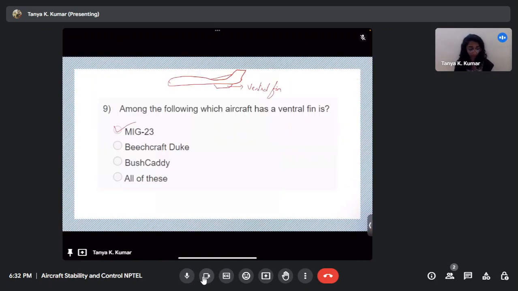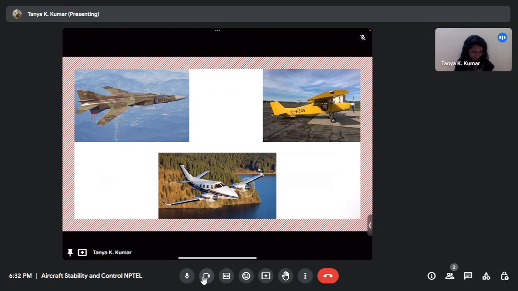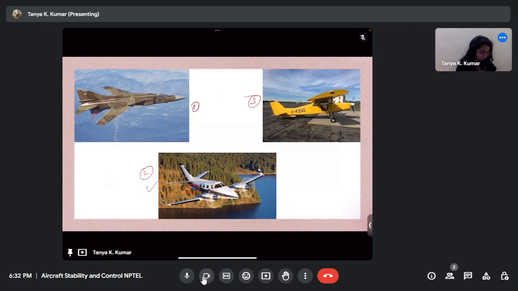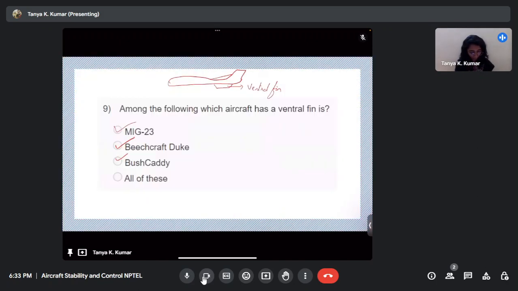Next is the Beechcraft Duke, which is this aircraft here. So this is 1, this is 2, and this is 3. So here also, if you look closely, there is a ventral fin, correct? So the Beechcraft Duke also has a ventral fin. Third one is the Bush Caddy. Here again, you have the ventral fin. So all three aircrafts have the ventral fin. Right, so answer is all these, right? All of them have ventral fin.